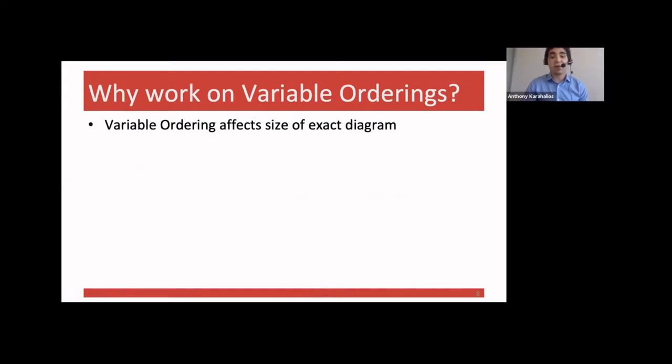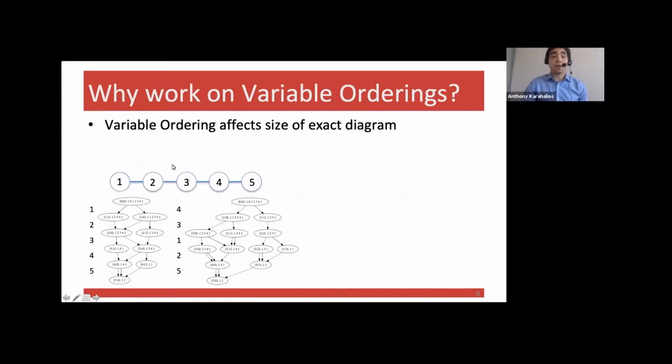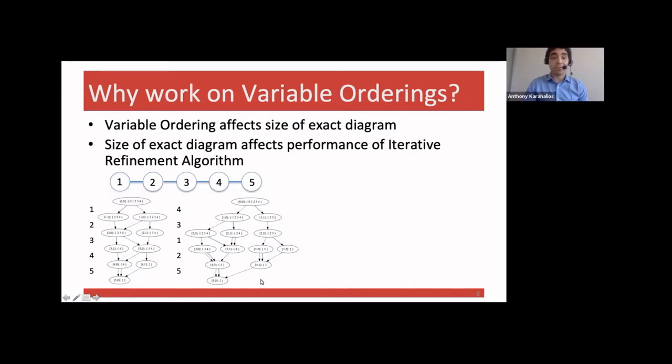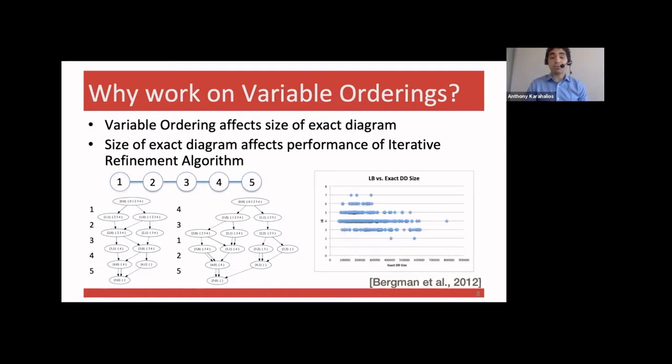So why work on the variable ordering? Well, the variable ordering affects the size of the exact decision diagram. Given a path graph, we can see that if we order the variables 1, 2, 3, 4, 5, the exact decision diagram would be this one of about 10 nodes. But if we use an ordering 4, 3, 1, 2, 5, the exact decision diagram becomes much larger.